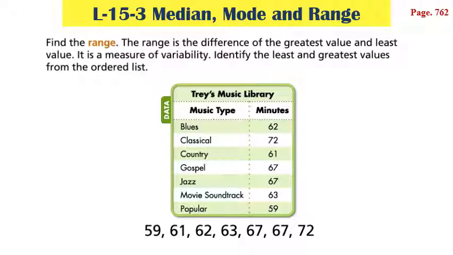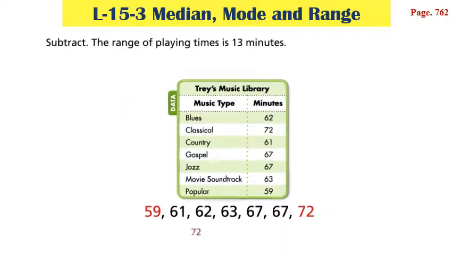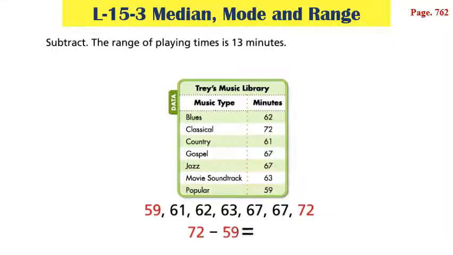Find the range. The range is the difference of the greatest value and the least value. It is a measure of variability. Identify the least and greatest values from the ordered list. Subtract. The range of playing times is 13 minutes.